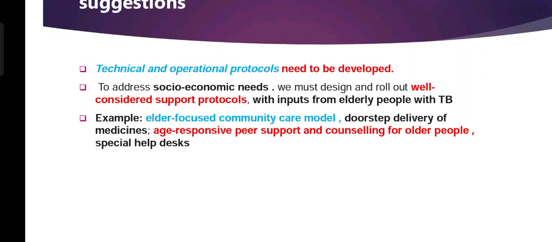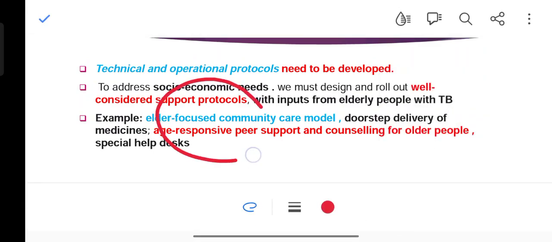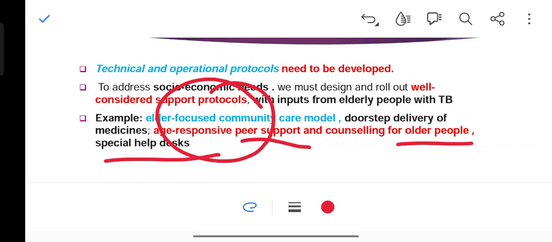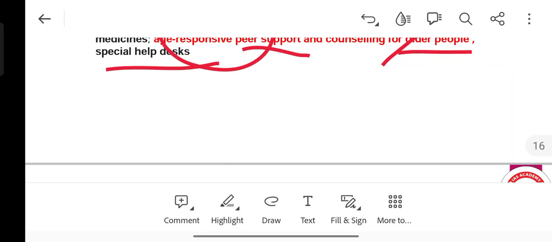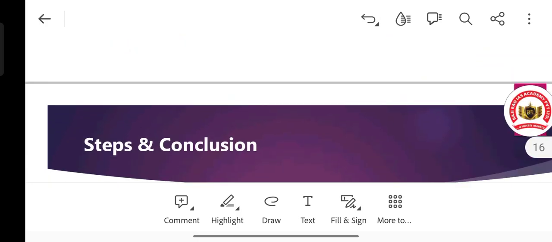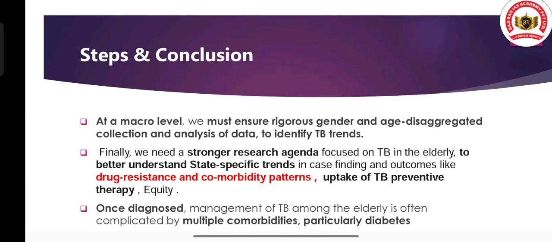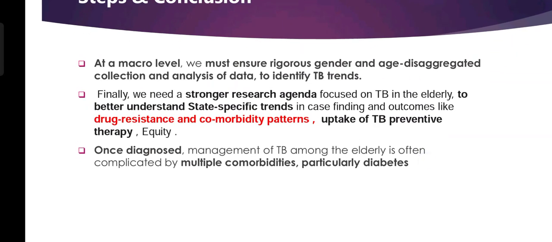Okay, and we have examples like an elder-focused community care model, or doorstep delivery of medicines, along with age-responsive peer support and counseling for older people. Special help should be there in hospitals and primary healthcare centers, so that they can address the needs of the elderly, so that they have dignity.